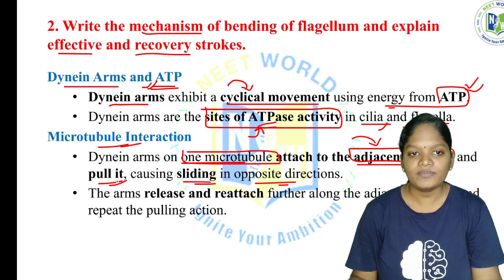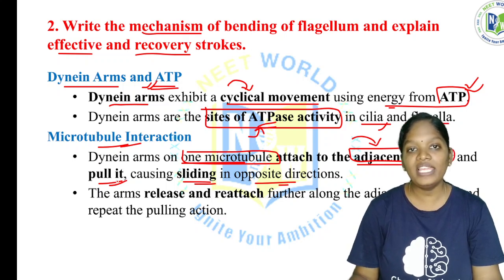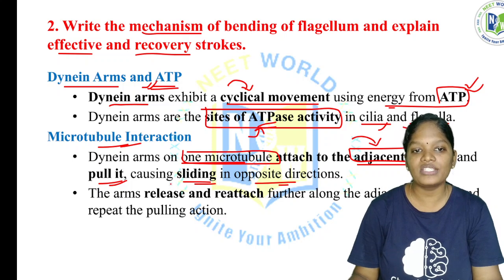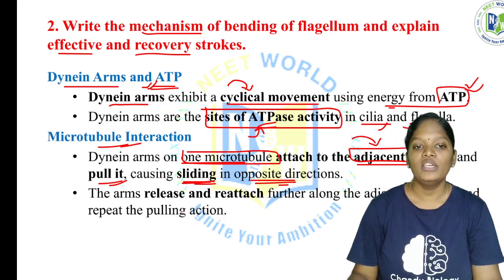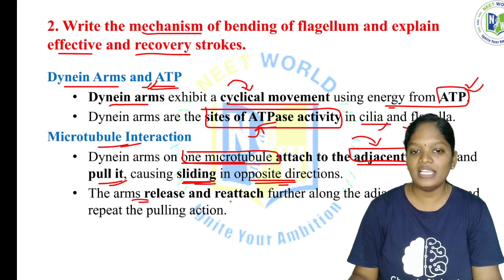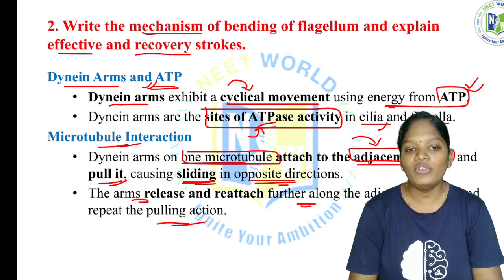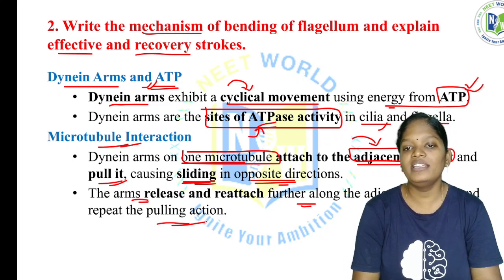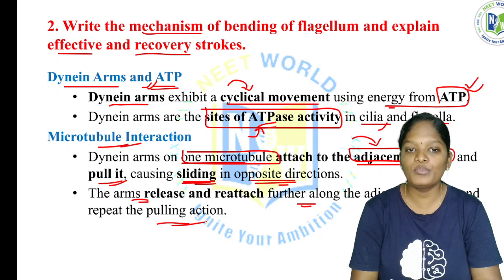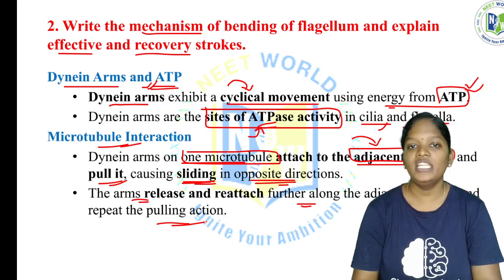So one microtubule attaches with another microtubule doublet and pulls it. This pulling action causes the sliding in opposite directions. When these dynein arms release and reattach further along the adjacent doublet, they repeat the pulling action. You should know that only when the dynein arm attaches to the microtubule is it going to pull the microtubule. So this pulling action causes a sliding movement in the opposite direction.